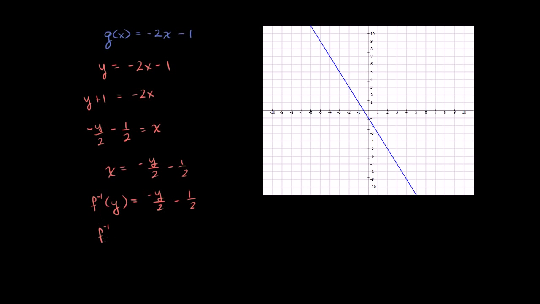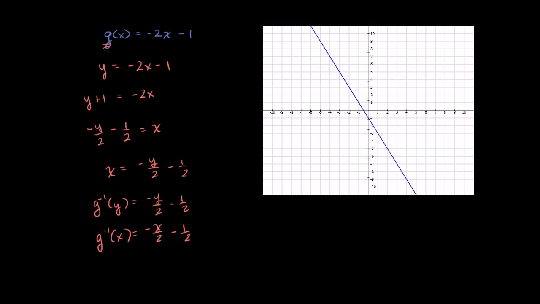Oh, let me be careful here. That shouldn't be an f. The original function was g. So let me be clear there. That is g inverse of y. g inverse of y is equal to negative y over 2 minus 1/2. We started with the g of x, not an f of x. Make sure we get our notation right. Or we could just rename the y and say g inverse of x is equal to negative x over 2 minus 1/2.